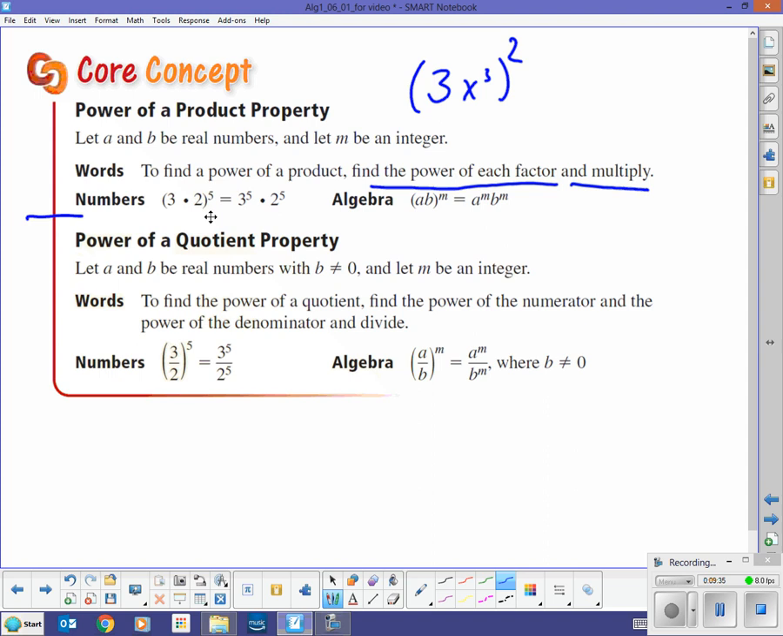Okay. So in numbers here, you can think of 3 times 2 to the power of 5 as 6 to the power of 5, or 3 times 2 to the power of 5. Well, that 5 applies to the 3, and the 5 applies to the 2. So it's 3 to the 5th times 2 to the 5th.